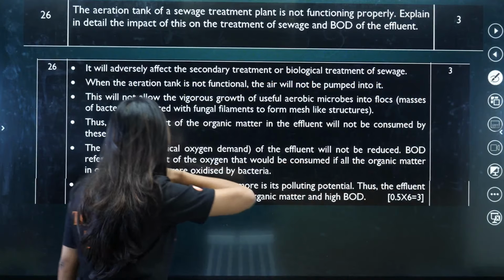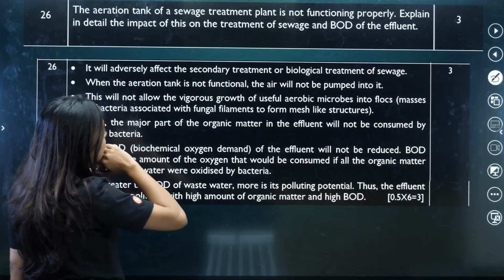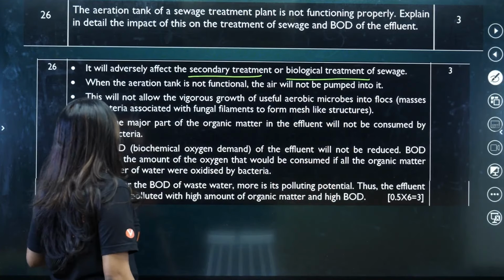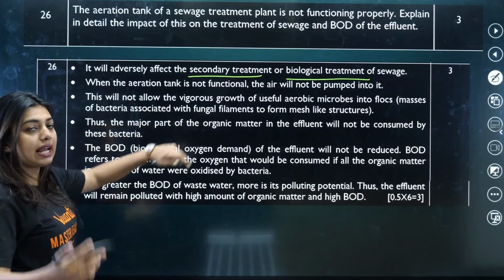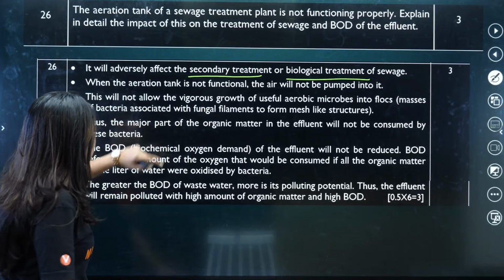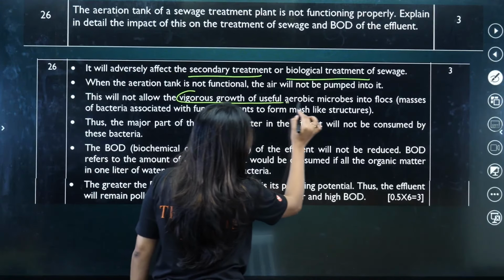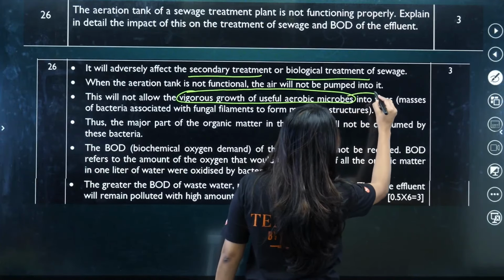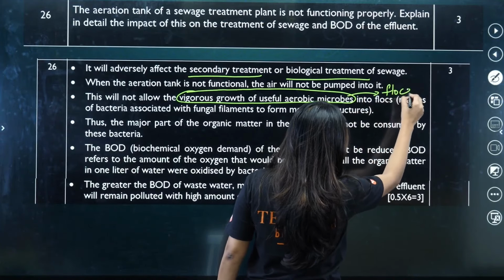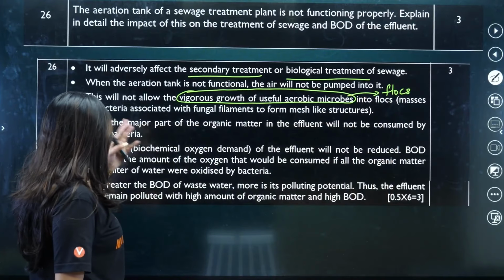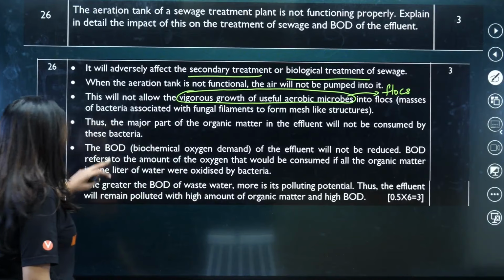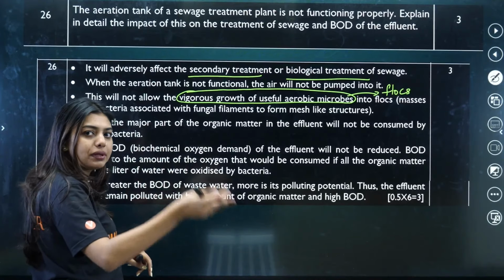Look here. It adversely affects the secondary treatment or your biological treatment. When the aeration tank is not functional, the air will not be pumped into it. This will not allow vigorous growth of aerobic microbes, or your flocks, right? Now, if flocks are not formed, then what will happen? It will not consume the organic matter. Now, the BOD level of the effluent will not be reduced at all.